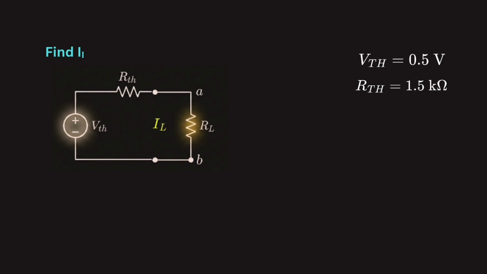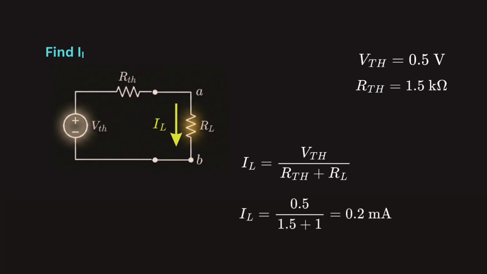Reconnect the load and find IL. The original circuit can now be replaced by its Thevenin equivalent. VTH is 0.5 volt in series with RTH equal to 1.5 kilo ohm and the load RL equal to 1 kilo ohm. Therefore, IL equal to VTH divided by RTH plus RL, that is nothing but 0.2 milliamperes or 200 microamperes. This is how you can apply Thevenin's theorem and reduce the original circuit to a simple series circuit.